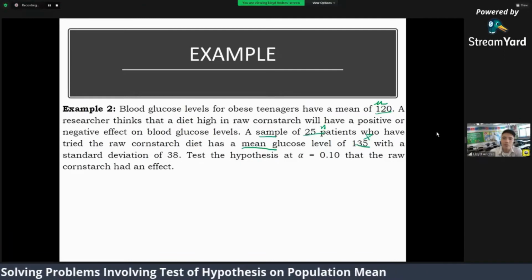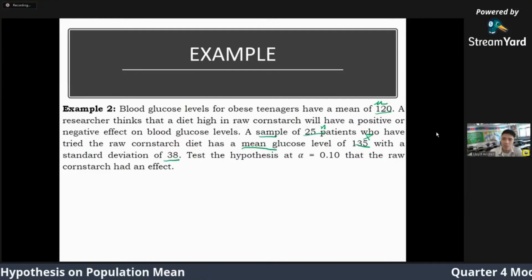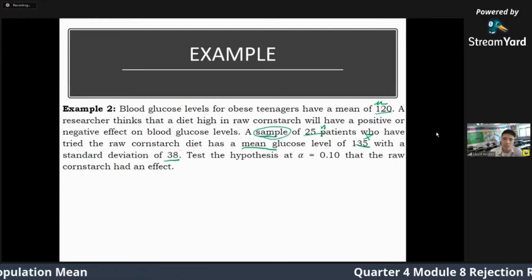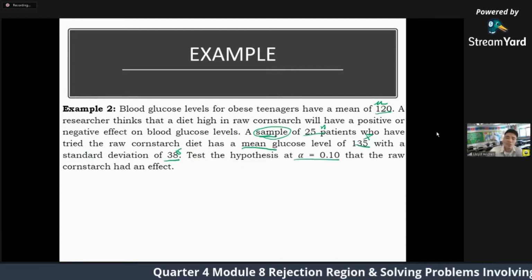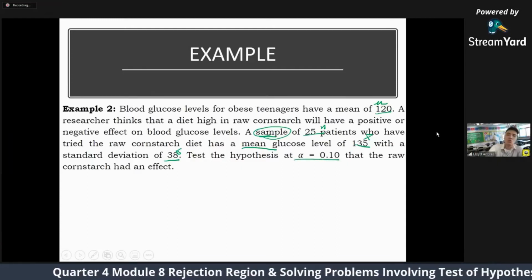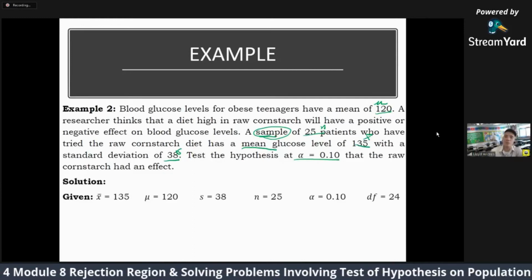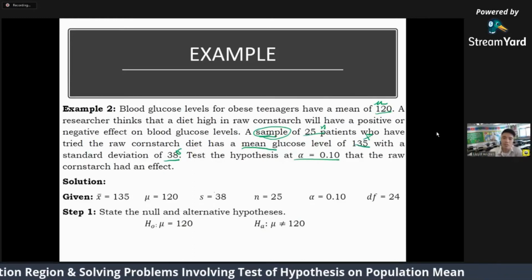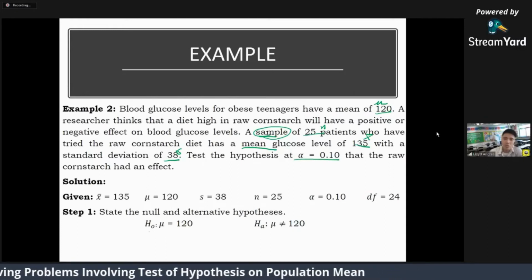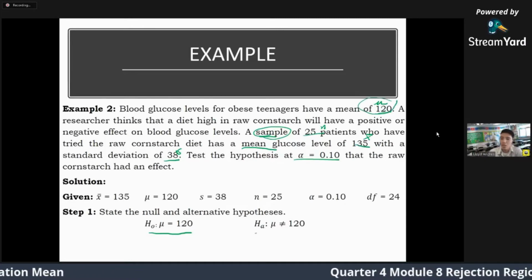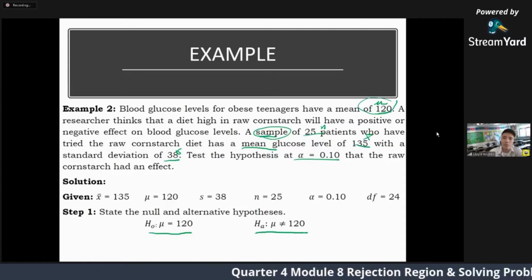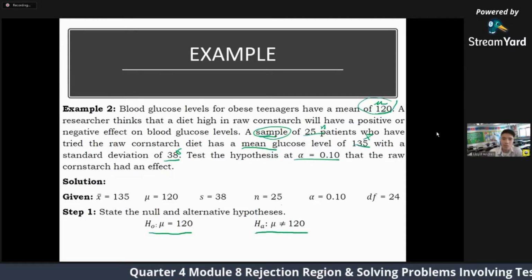With a standard deviation of 38. So, kanang standard deviation is again based sa atong sample. So, this is S, not sigma. So, naa tay alpha. So, i-test na nato ang hypothesis. So, first step is to, after sa given, state the null and alternative. Usually, again, ang null hypothesis is mu equals to kato ng unsay value nato sa mu, which is 120.